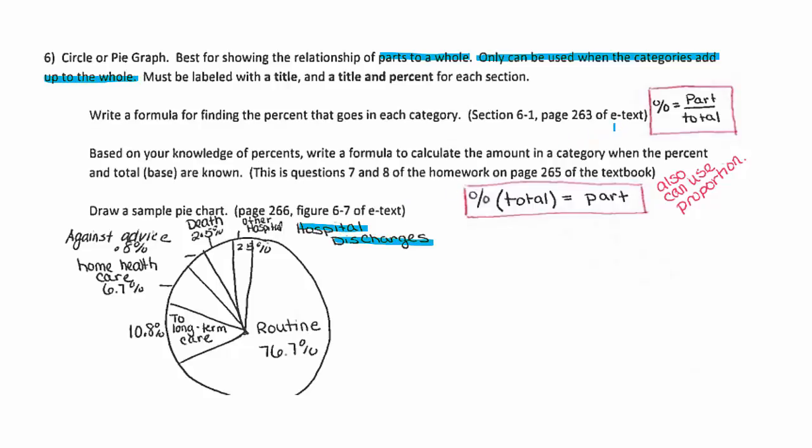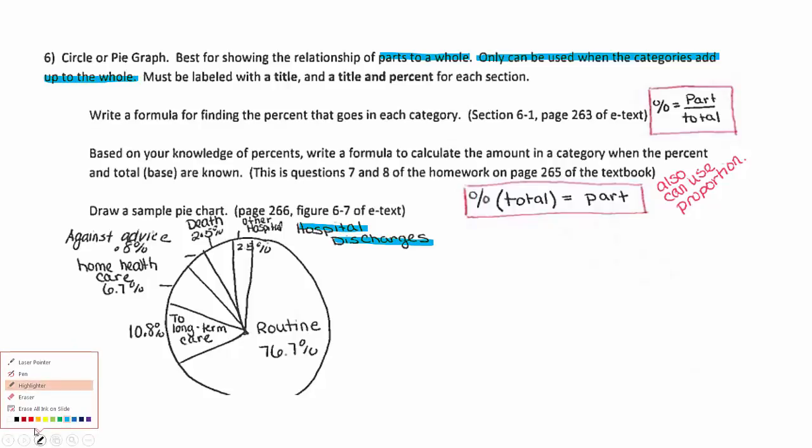Now, as review, if we need to calculate the percent, that's part over total, and then you would multiply by 100. And if we already know the percent, but we need to calculate how many are in that category, we would take the percent times the total to get the part.